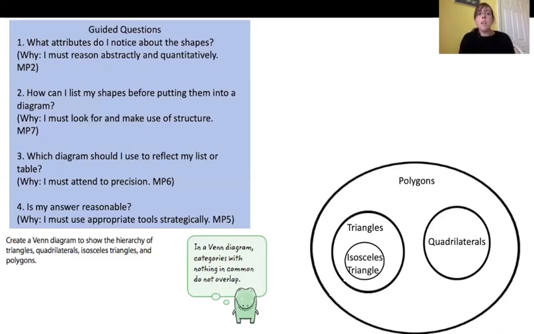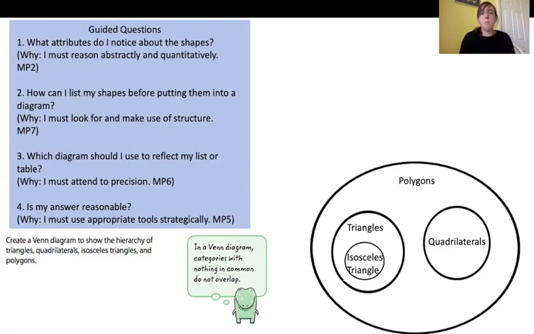So thinking through that, which diagram should I use? I use the Venn diagram because that's what it asked me to create. So I want to be specific. I want to make sure that I'm following those expectations, okay? Number 4 says, is my answer reasonable? Why: I must use appropriate tools strategically. So I used this Venn diagram; that was my tool to list out these shapes.